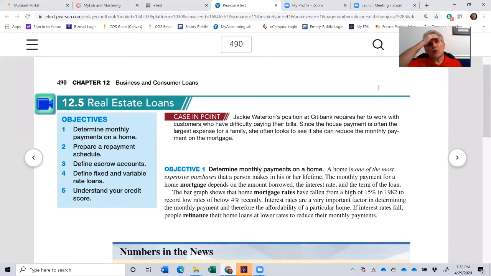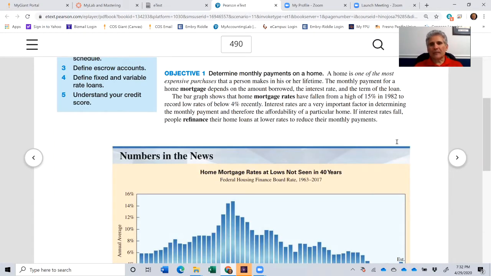Okay, so moving on to 12.5, real estate loans. Determining the monthly payment on a home. A home is one of the most expensive purchases that a person makes in his or her life. The monthly payment for a home mortgage depends on the amount borrowed, the interest rate, and the term of the loan.